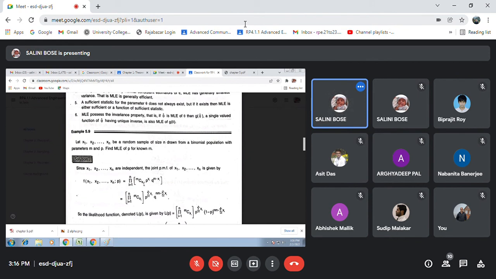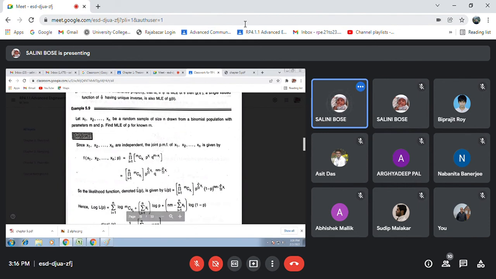Just write the product of i equal to 1 to n of mCxi, then p to the power xi, and q, which is 1 minus p, to the power m minus xi. How many times are you doing this? This is n times, you are taking the product, right? That is why the product symbol. So the exponent becomes summation of xi for i equal to 1 to n, and n m minus summation of xi. This is how we can write it.